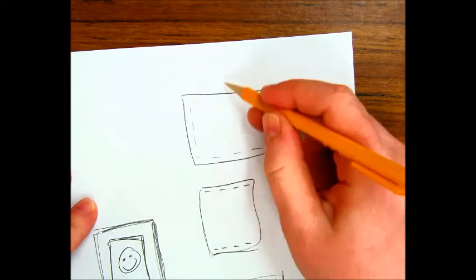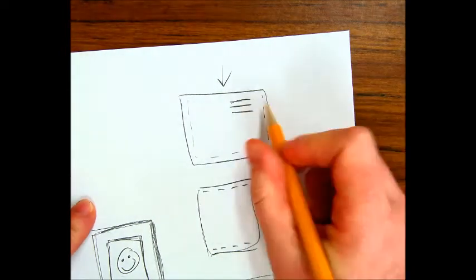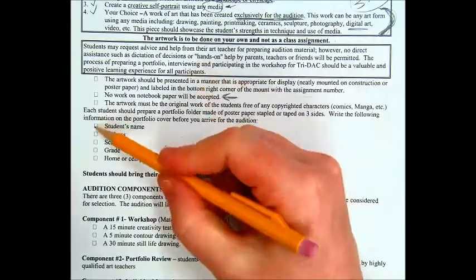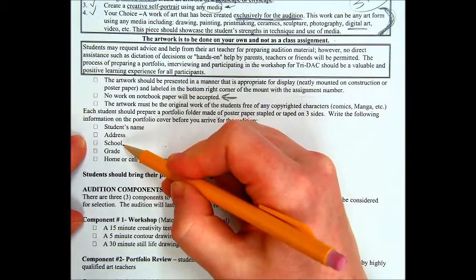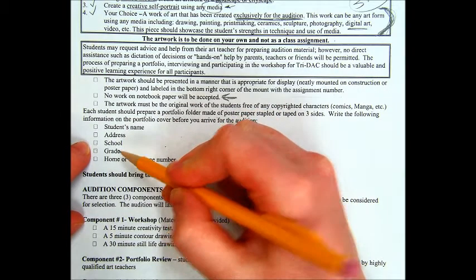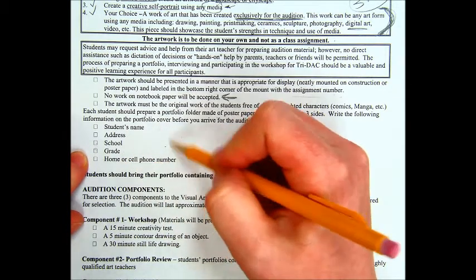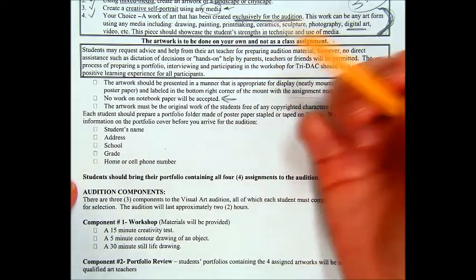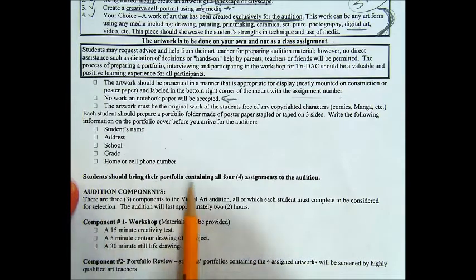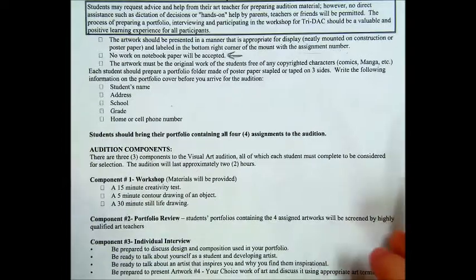Either way, you're going to have it open so you can put your artwork in, and you're going to label it with information. So on the outside of this portfolio, you're going to have some specific information. These 5 things: your name, your address, the school. That's Red Bank Elementary. Your grade. That's 5th grade. You're rising to 6th grade, and then your home or cell number. So make sure you have this contact information on the outside of your portfolio. Students should bring their portfolio containing all 4 assignments to the audition. So of course you'll take that with you. That's how they're going to see your work.